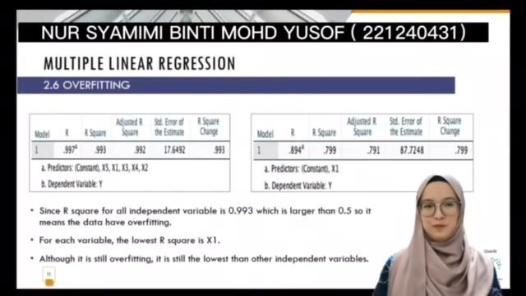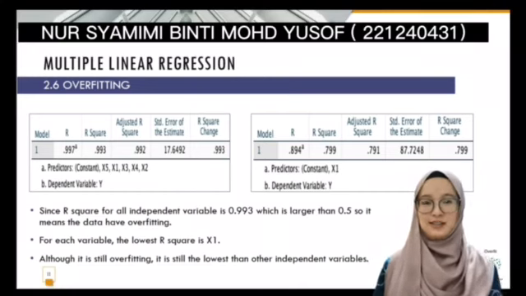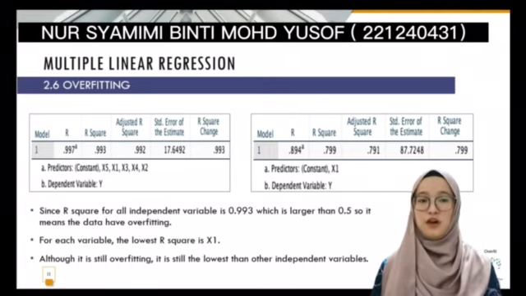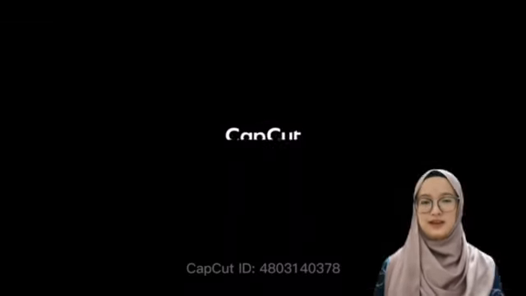Next, I'm Shamimi and will present about overfitting. These are the two outcomes. Since R square for all the independent variables is 0.993, which is larger than 0.5, it means the data have overfitting. For each variable, the lowest is x1.